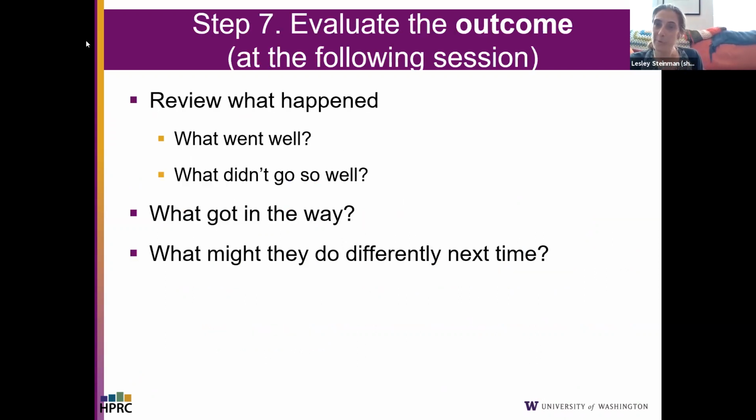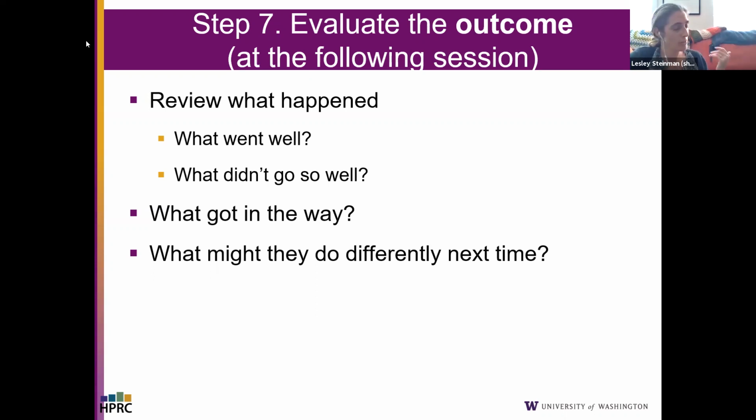So the last step happens at your next session. This is a little confusing because you think, 7 steps of problem solving, but I don't do them all at once. And the reason is because you have to see what happens. This is really a chance for you and the client to improve your problem solving skills.